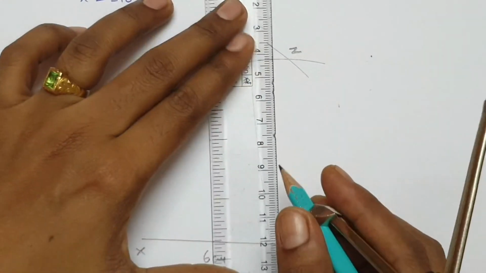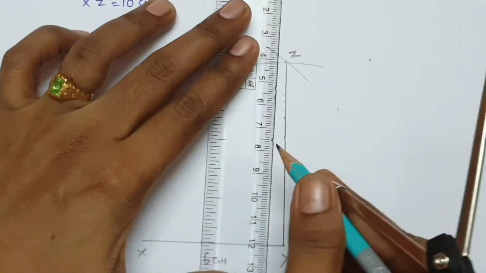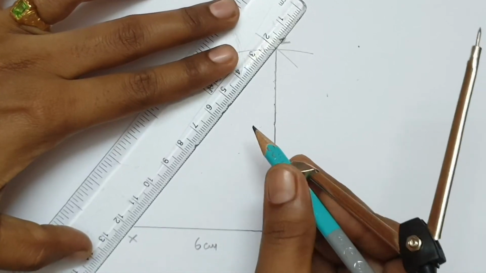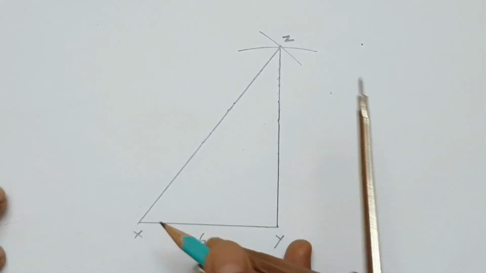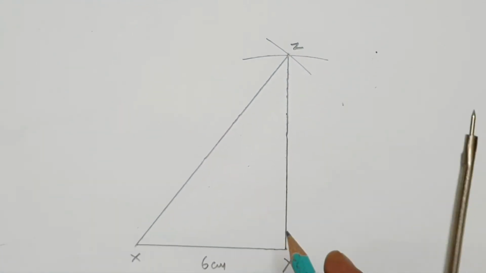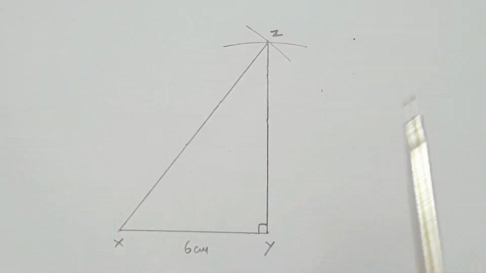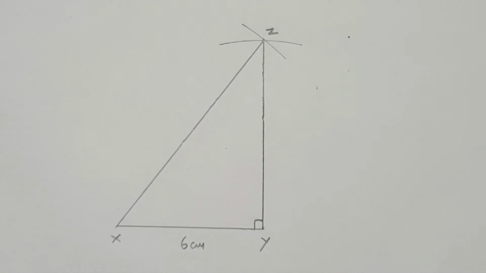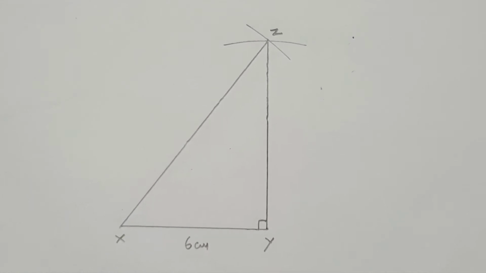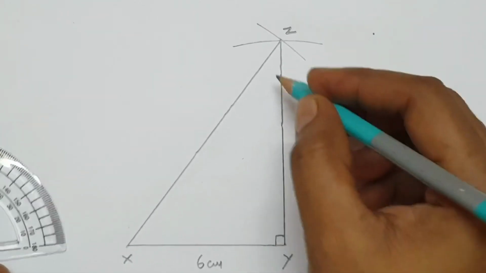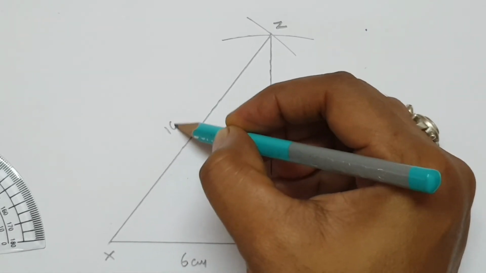Now join YZ and XZ. So how is the figure? It is exactly 90 degrees here, forming a straight line. So it forms 90 degrees, which means a right angle triangle. So what are they asking? Using a protractor, check which type of angle. Now write here YZ 8 centimeters, XZ 10 centimeters.